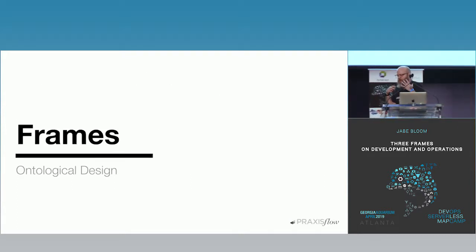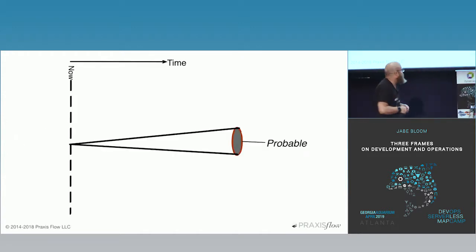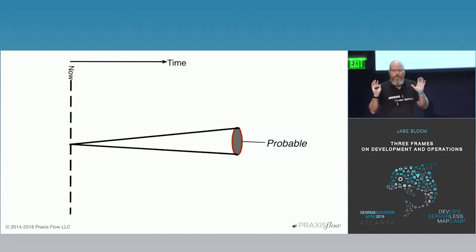Frames, and what we'll call ontological design, okay? So what is a frame? What do I mean by a frame? One of the things that people do with frames first is make them static. They don't put any time in it. So I want to do a temporal version of it.